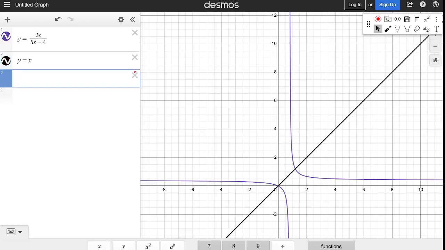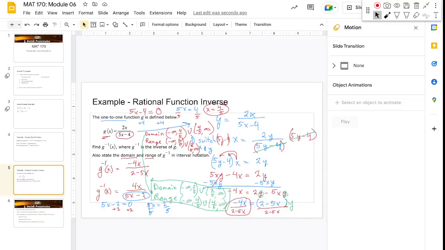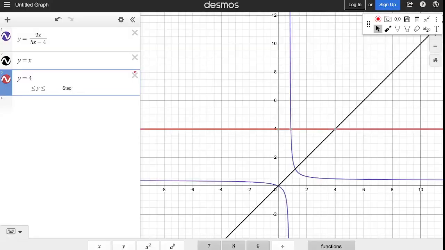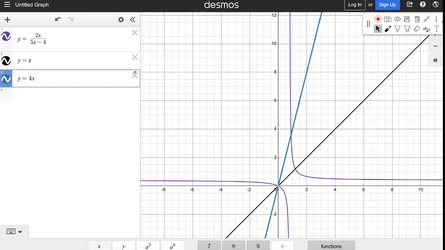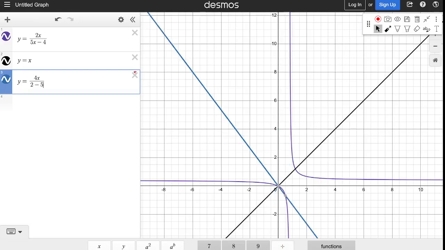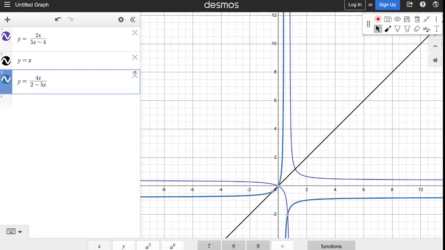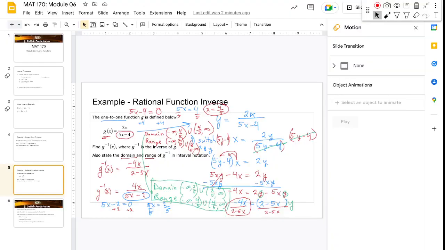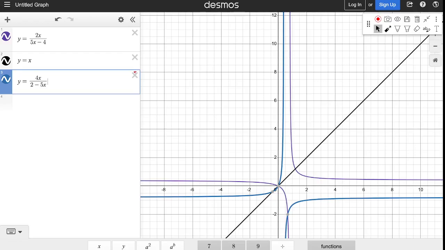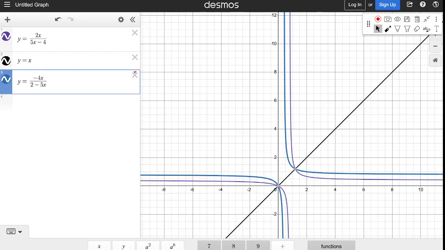And then let's graph that last function we came up with, which was y equals 4x over 5x minus 2, yes. So then I get y equals 4x over 2 minus 5x. I think that's what it was, wasn't it? Actually, I could fix it by putting the negative up here, right?